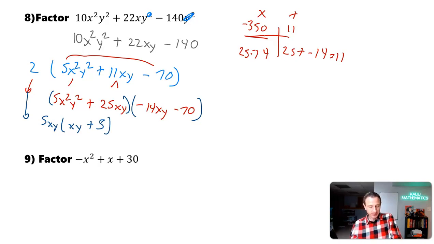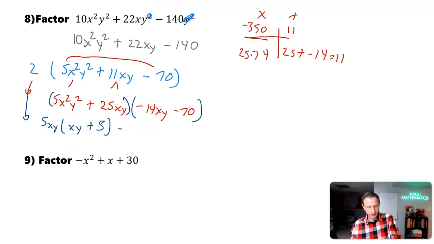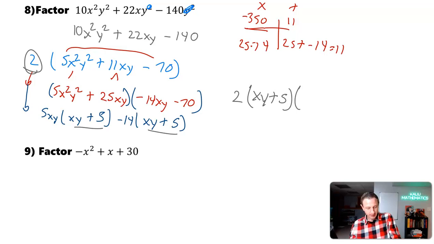Then the second set of parentheses, I can't take out any variables, but I could take out a negative 14. Almost at 7, but yes, 14 going to 70. So I'm going to take out negative 14. That's going to leave me with positive xy plus 5. So I get the same thing on the inside. That GCF that we took out, so 2 times xy plus 5 times the leftovers, 5xy minus 14.